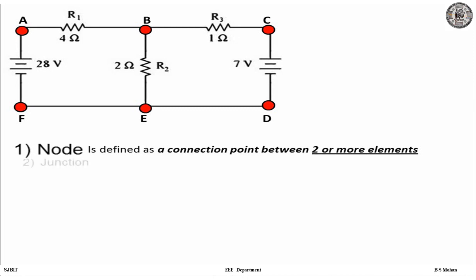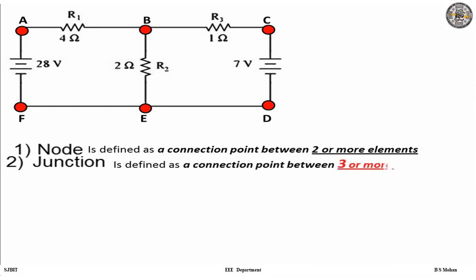Let us see what is a junction. A junction is defined as a connection point between three or more elements. So you can see node is within a junction. So out of these nodes you have to identify which are the junctions. I hope this will not be difficult. Point B is one of the junctions. So let's see the other junction which is there.